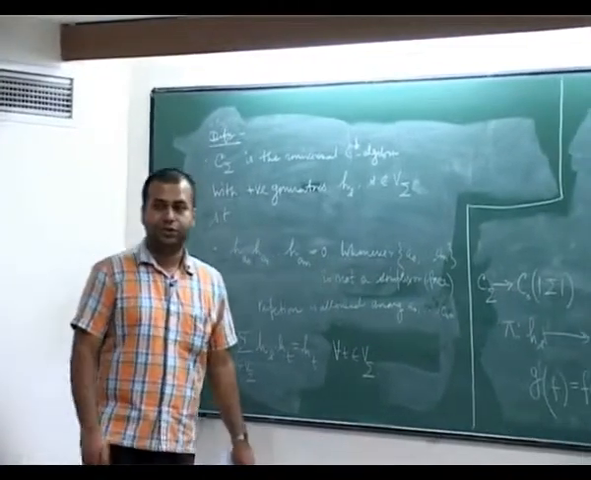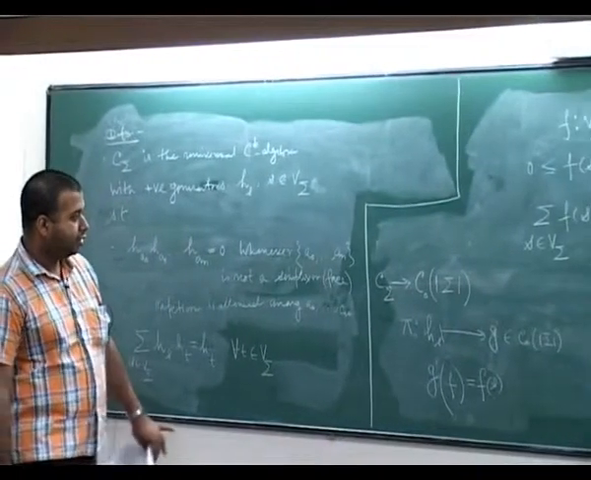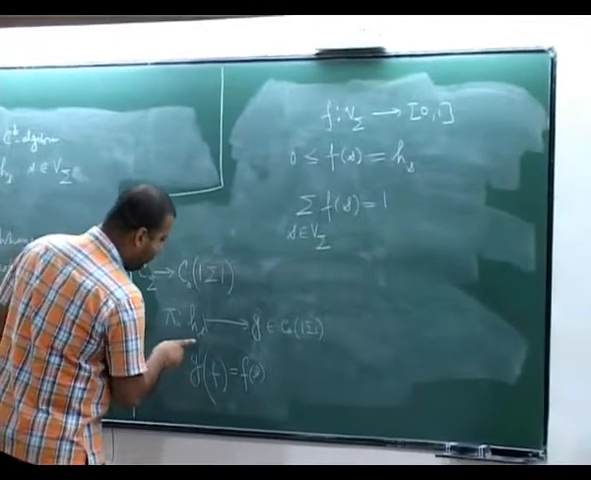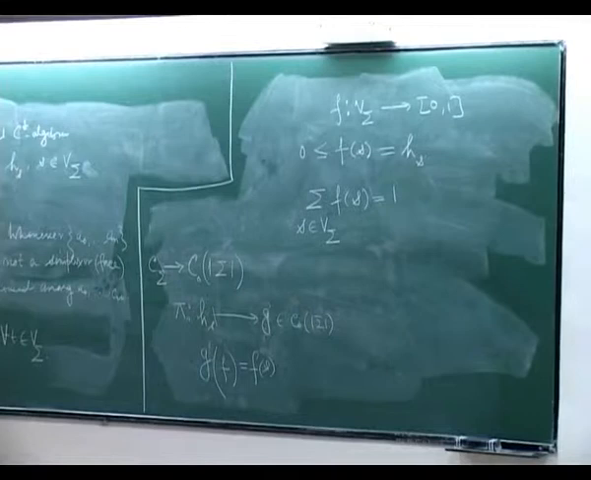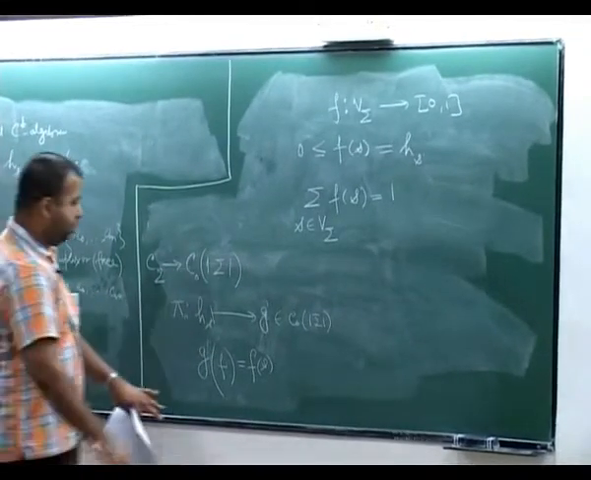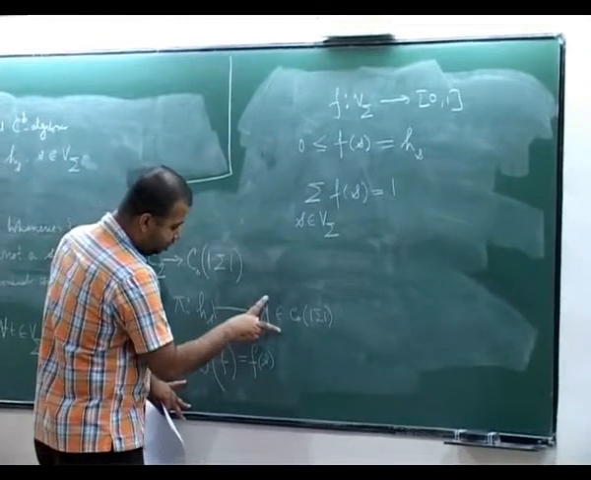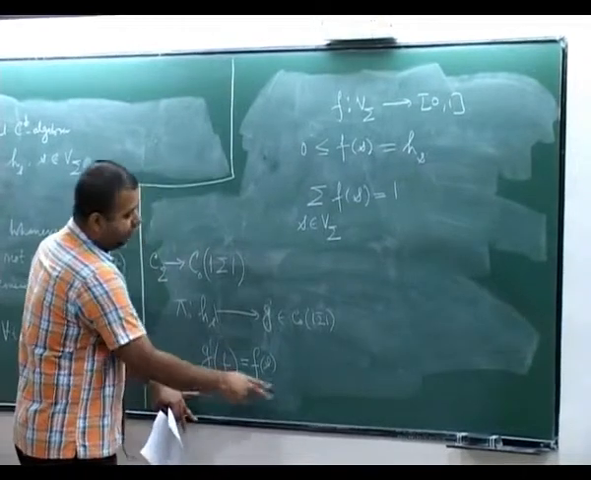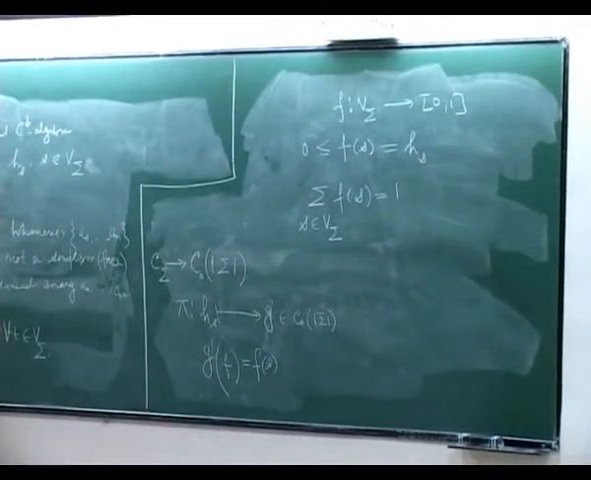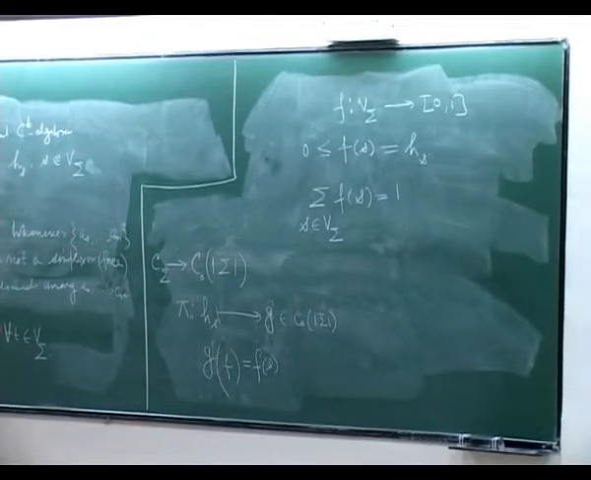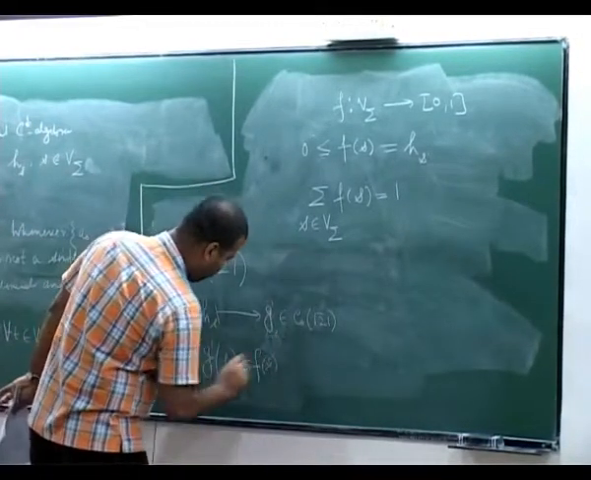Why do you write s there? Where? Pi on. Because pi takes this element here. So then should s be there on the right hand side? No. Pi of hs is this element g, which is defined by this condition. So G of course depends upon S. Meaning, if you like, you can also put an S, I do not mind. But it is this.